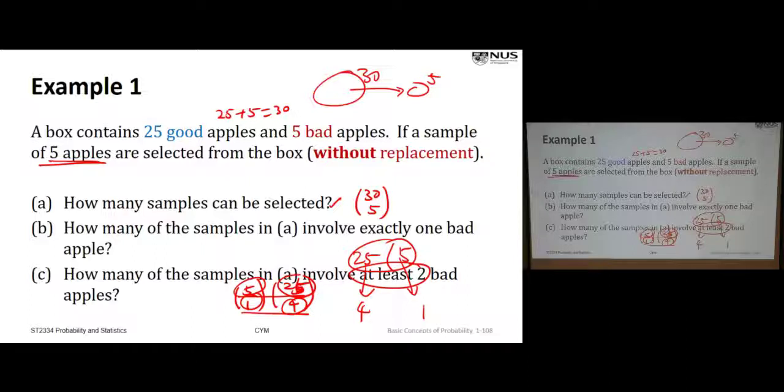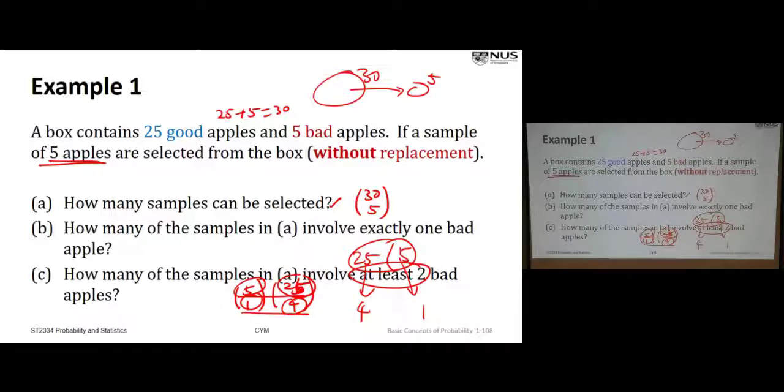Can it be 6? At least 2. If I don't look at the problem, at least 2 means 2, 3, 4, 5, 6, 7, 8, 9, 10. Any number greater than or equal to 2. But can it be 6? Of course, when I ask her, of course it cannot. But why?